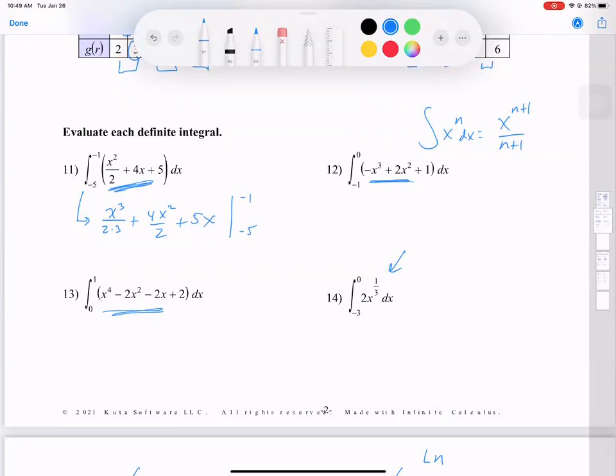And we can plug in the negative 1, so I'll do this one first. It'll be negative 1 over 6. Plugging in negative 1, that'll be plus 4 over 2. Plus plugging negative 1, that becomes a negative 5. Subtracted by, plugging negative 5 in, it'll be negative 125 over 6. Plugging negative 5 would be plus 100 over 2. Plugging negative 5, minus 25. All right. So I plugged the values into the equation.